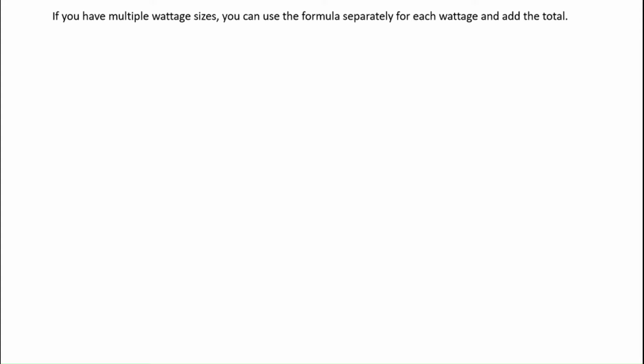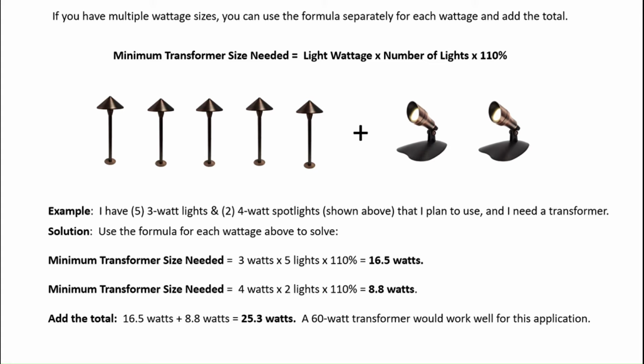Let's do another example. If I had multiple wattage sizes, I'm basically going to just use that same formula for each wattage and then add that total together. So again, same formula there. Here's our example. We have those 5 3-watt lights that we just discussed, plus I'm going to add 2 4-watt spotlights. I want to add those to that same transformer. So again, I'm going to solve the minimum transformer size needed equation 2 different times.